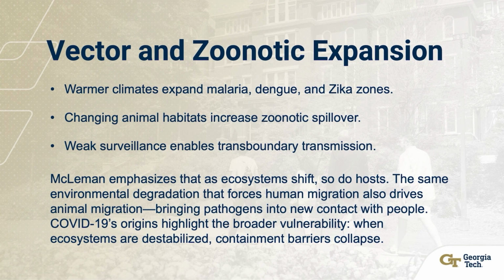Which brings us to vector and zoonotic expansion. Warmer climates usually expand the cases of malaria, Zika virus, and dengue. Changing animal habits increase zoonotic spillover. We've kind of not talked about this issue very much in this course, but ultimately, as the climate changes and humans migrate, so are animals. Animals are migrating to find food, to find shelter, to protect themselves from different extreme weather events, not limited to forest fires or floods.